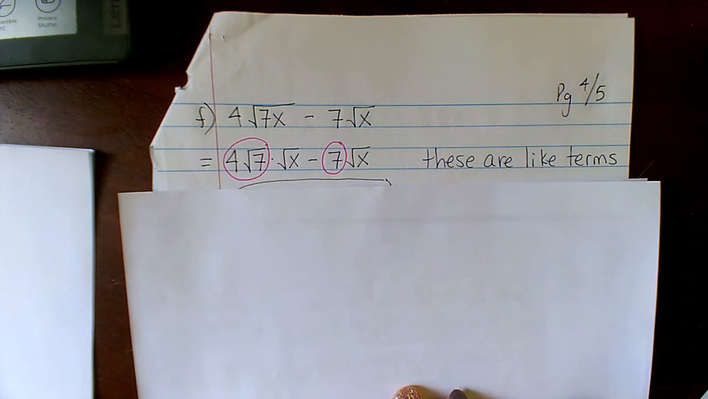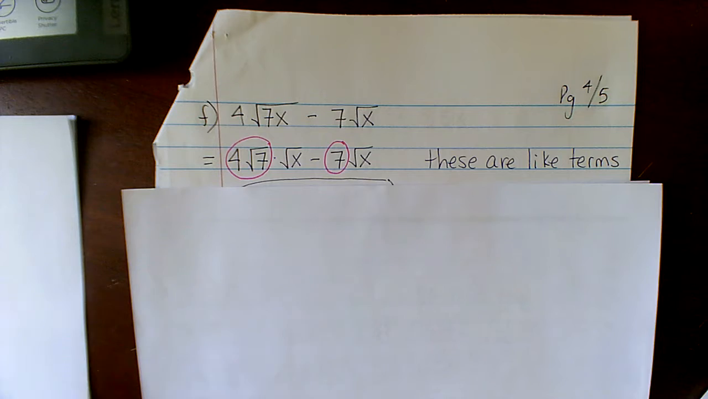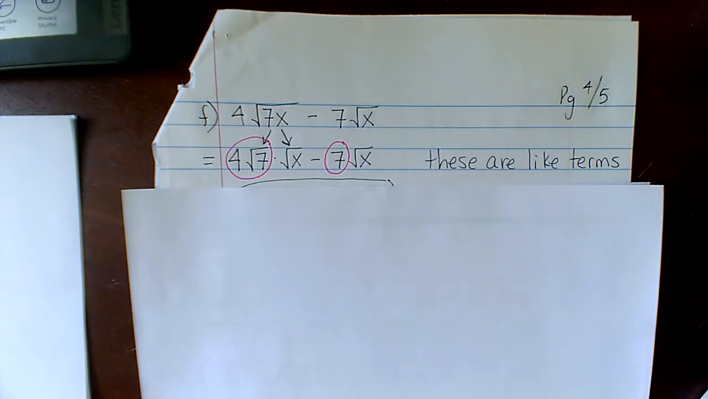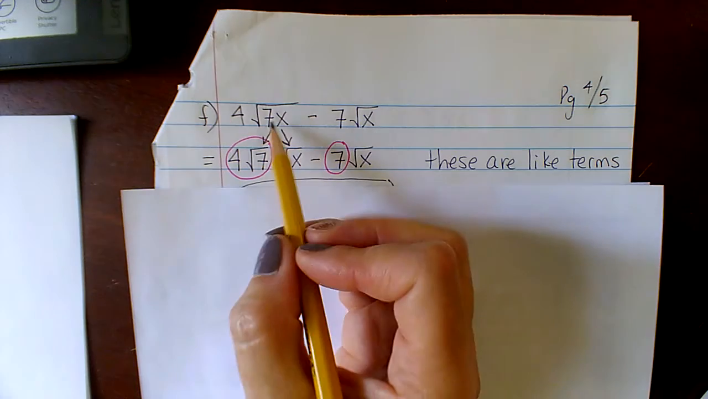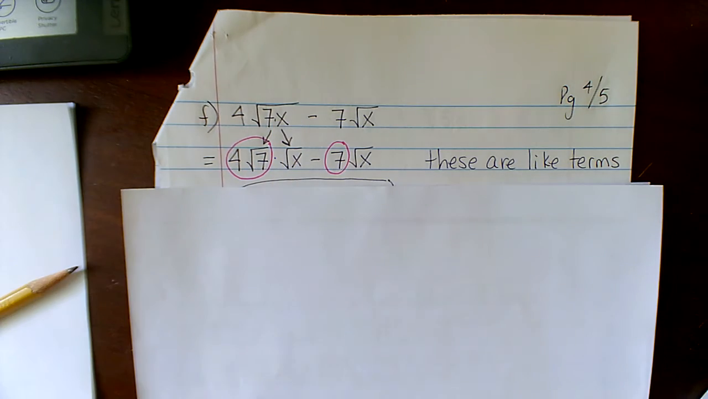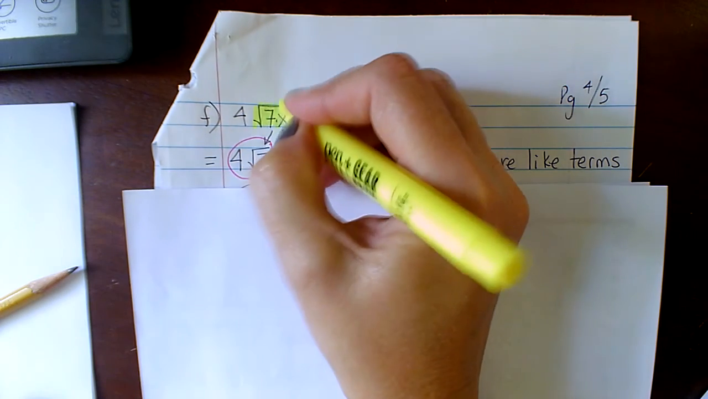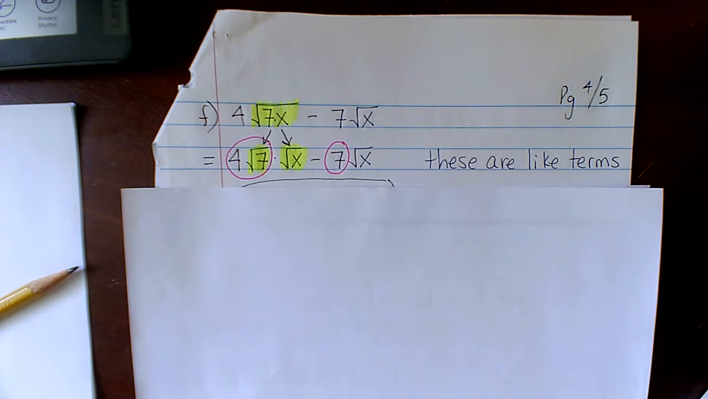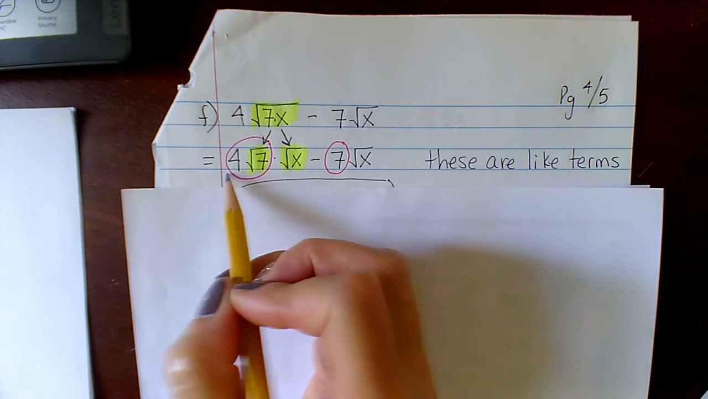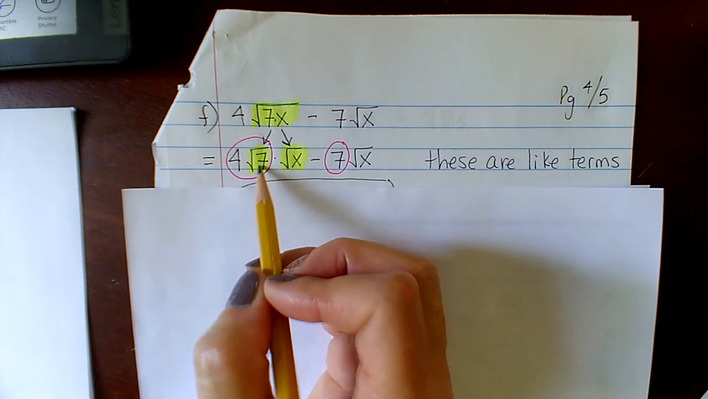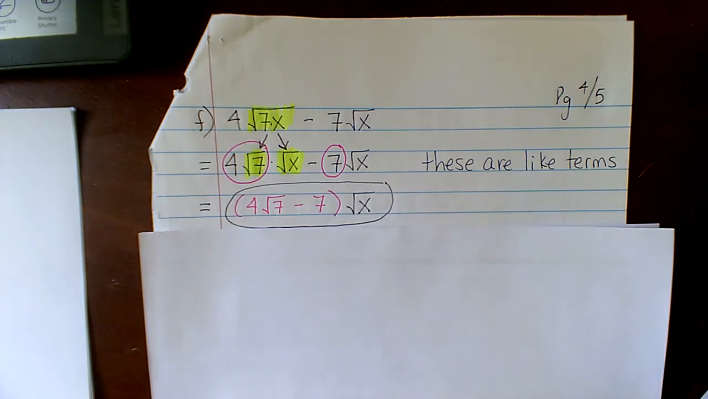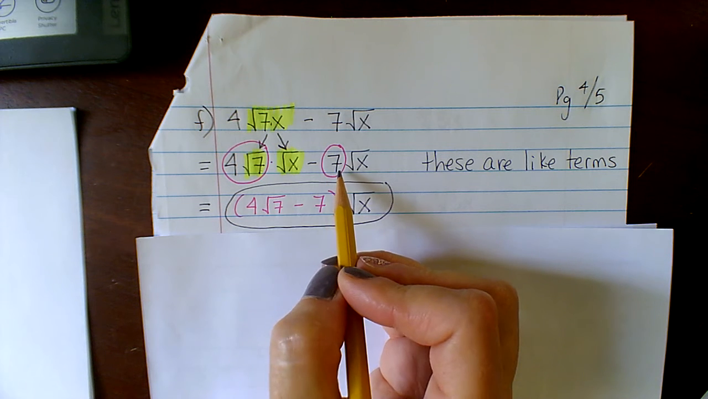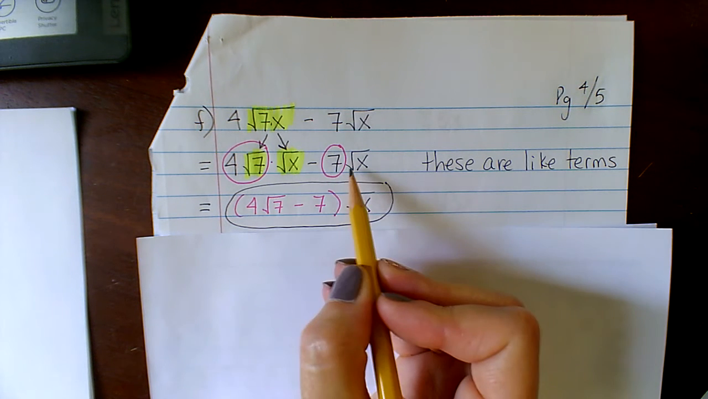However, let's simplify them. So let's take this square root of 7x and split that up into 2 radicals. So I'm going to split this apart. That square root 7x splits up into square root 7 square root x. Now in doing so, you remember just like before in the previous examples, if I had like 4 times 3, I could just multiply it and get 12. Well, I'm going to do the same thing. That 4 root 7 and then minus 7. These are now like terms.